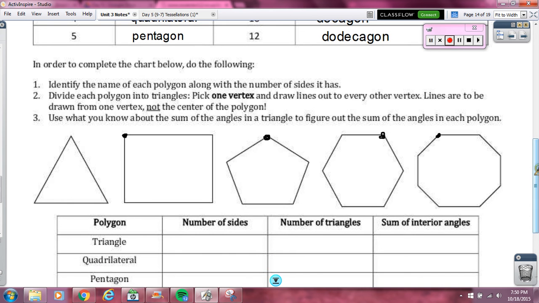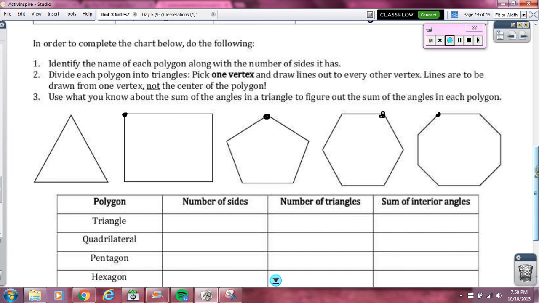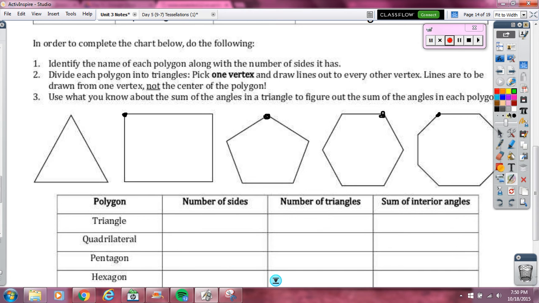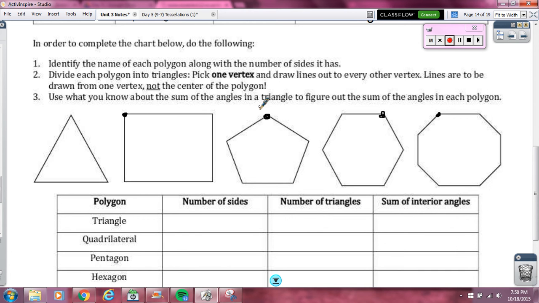So a lot of what we're looking at today is going to involve formulas, but the first one of these formulas I want us to actually discover by doing this little activity here. We're going to divide each of the polygons here into triangles. The first one is already a triangle, but for example, if we were to start with the second figure, this quadrilateral, we're going to pick one vertex and draw lines out to every other vertex. Notice we're not drawing center angles, we're drawing lines that start at one of the vertices.